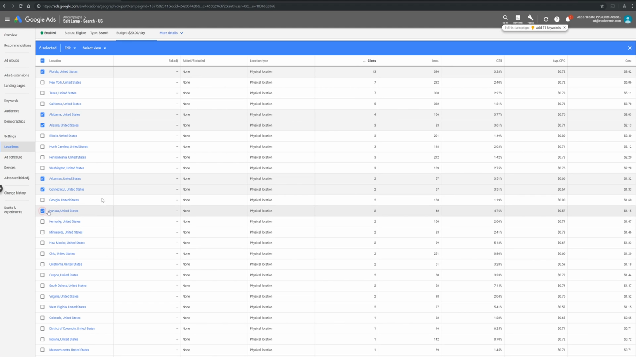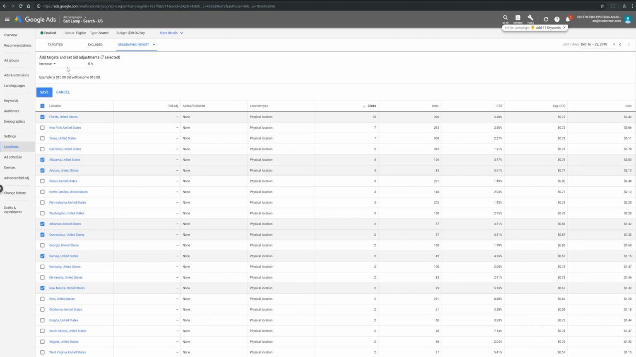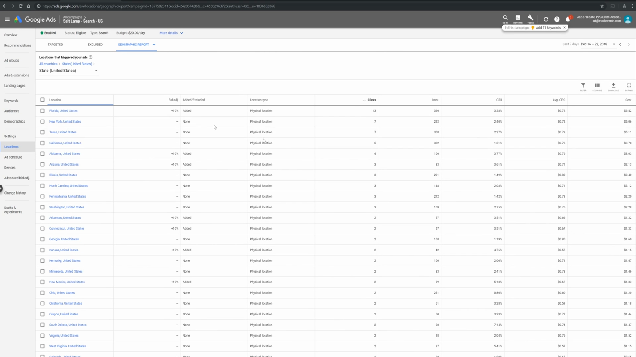Let's see, Kansas. All right, so that's good enough for right now. You guys kind of get the point. Oh, actually, Minnesota's doing really, wait, no, it's not Minnesota. New Mexico, 5%. All right. And after you've gone ahead and selected the ones that you want, just go ahead and click on Edit, Add Targets, and Set Bid Adjustment. And let's just do an increase of 5% for these. Actually, maybe 10%. This way it really focuses on those.